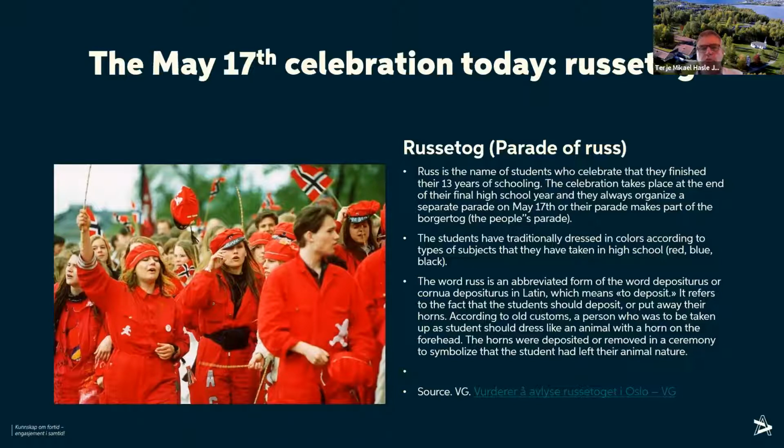And the word Russ is an abbreviated form of the Latin word cornua depositurus, which means to deposit. It refers to the fact that the students should deposit or put away their horns. According to old customs, a person who was to be taken up as a student should dress like an animal with a horn on the forehead. The horns were deposited or removed in a ceremony to symbolize that the student had left their animal nature. So you see that the present-day Russ is far removed from the original meaning of the word, but the name Russ has remained intact. The last part of this word is Latin.